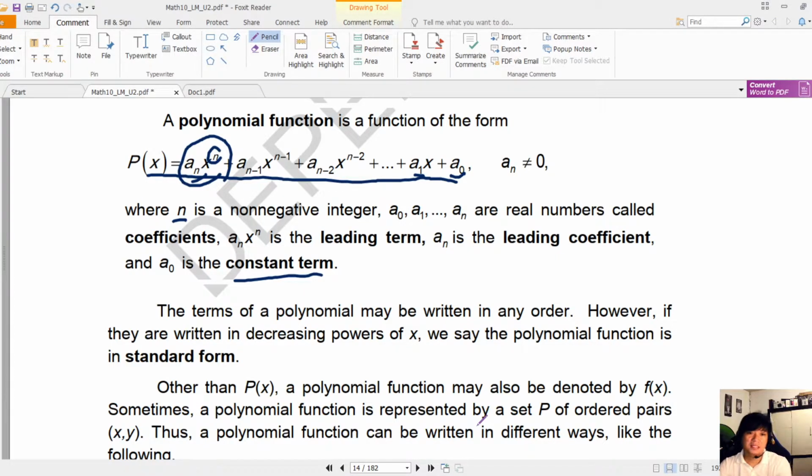Other than p of x, so ang function, ma-recognize nyo siya kung meron tayo makitang p of x. Actually, we can use any letters in the alphabet. Any letter pwede nyo gamitin doon. So pwede siyang a of x. So kadalasan ang ginagamit is f of x. So other than p of x, the polynomial function may also be noted by f of x. Sometimes, a polynomial function is represented by a set of order pairs x and y.